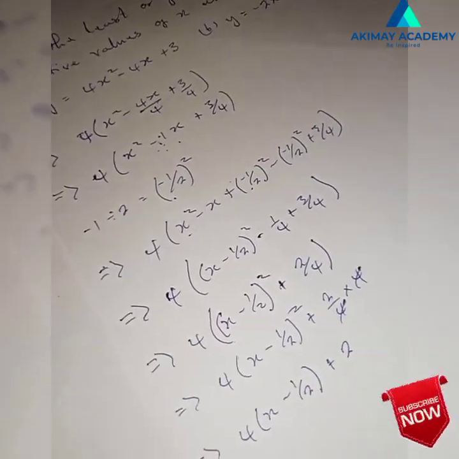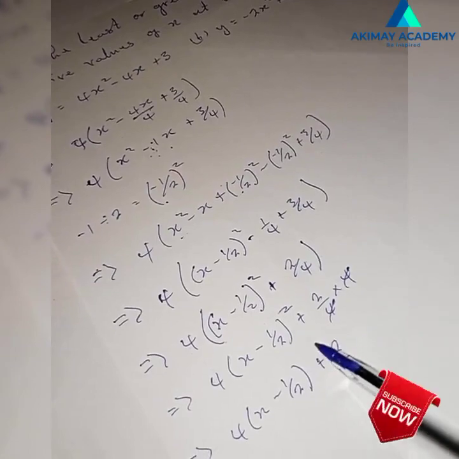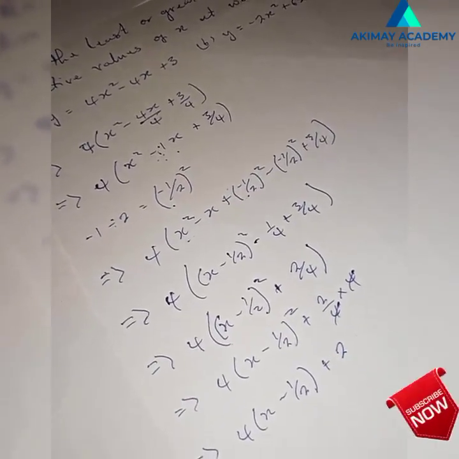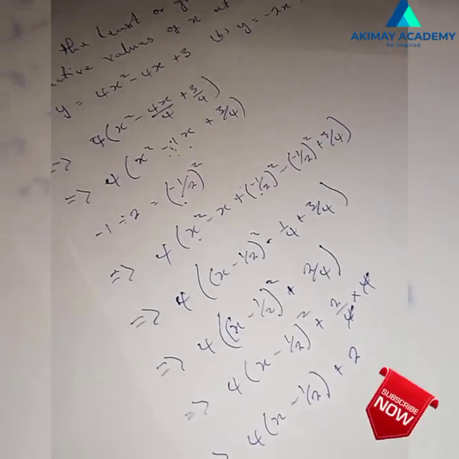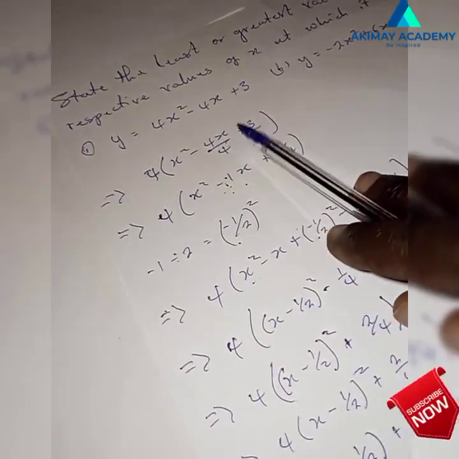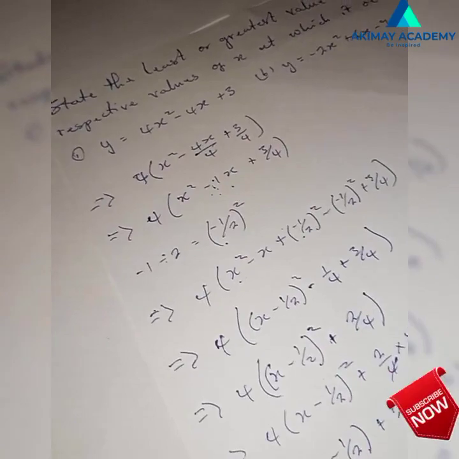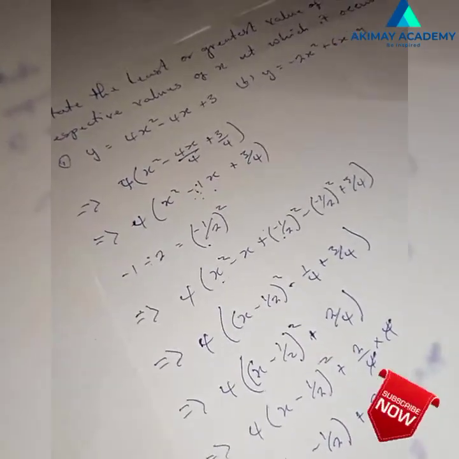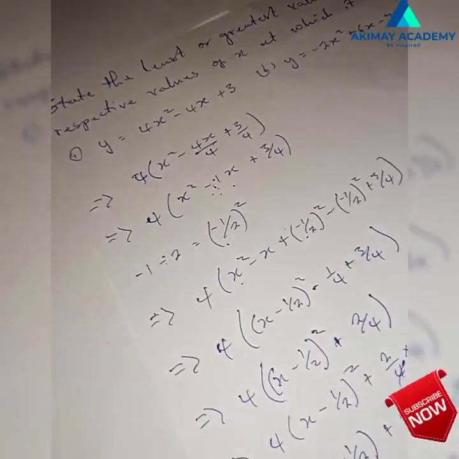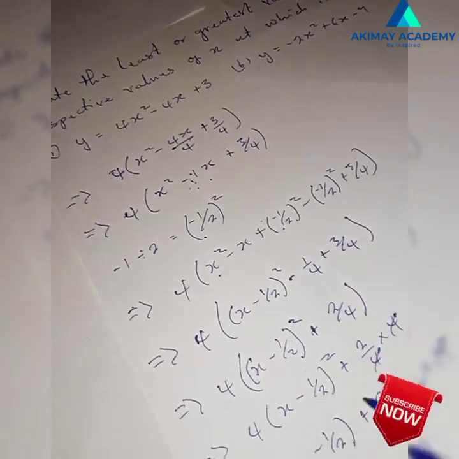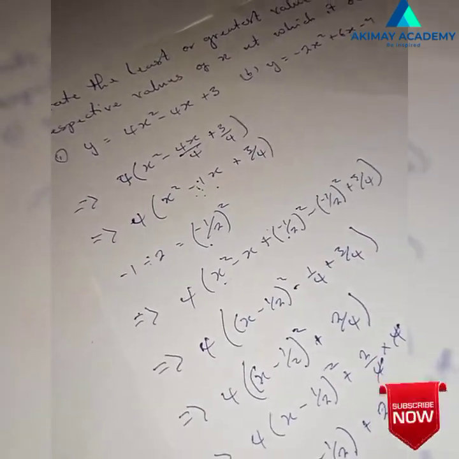So what we do over here is the value over here becomes either the maximum or the minimum. Okay, so from the graph, as we stated earlier, because the coefficient of x squared is positive, we are going to have a minimum value or a least value, and the least value for y in this situation will be what? 2.